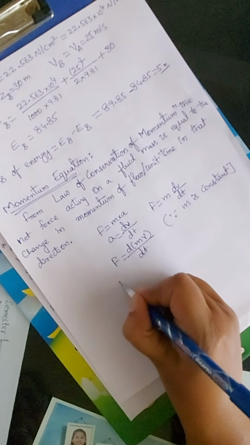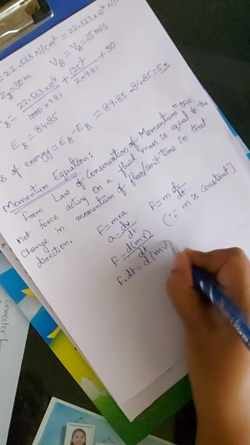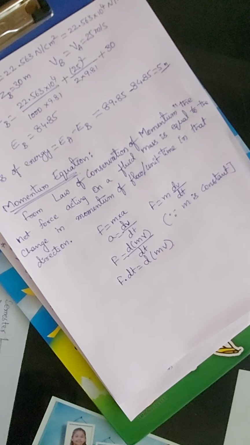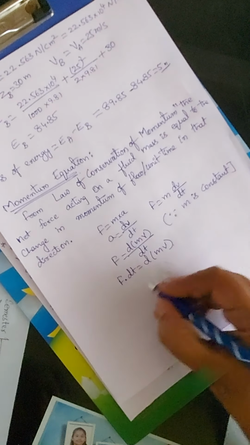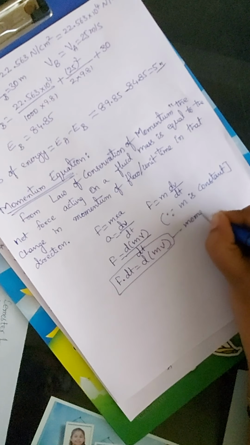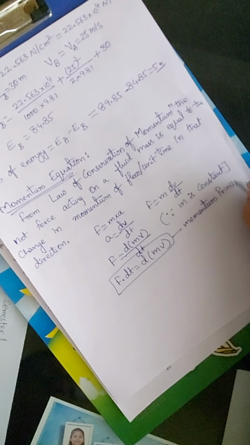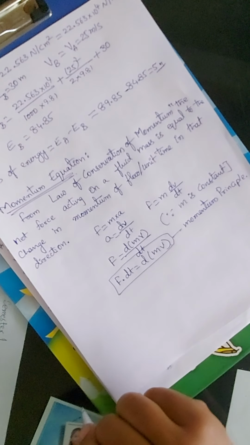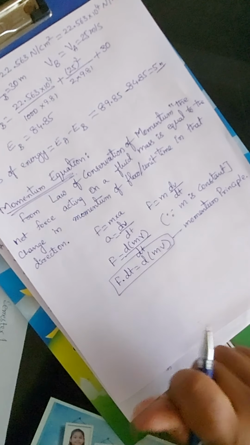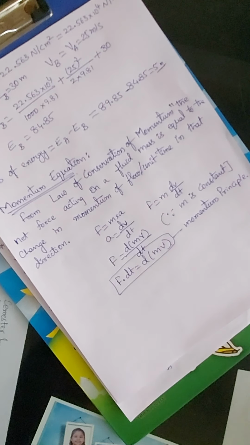So how can we write? F into dt is equal to d of mv. This equation is called the momentum principle, or even the impulse momentum equation.